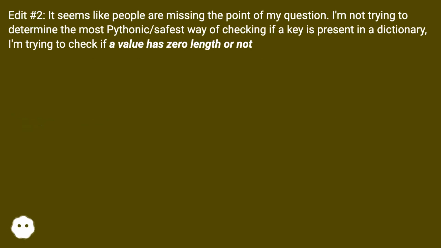Edit number 2, it seems like people are missing the point of my question. I'm not trying to determine the most Pythonic / safest way of checking if a key is present in a dictionary, I'm trying to check if a value has zero length or not.